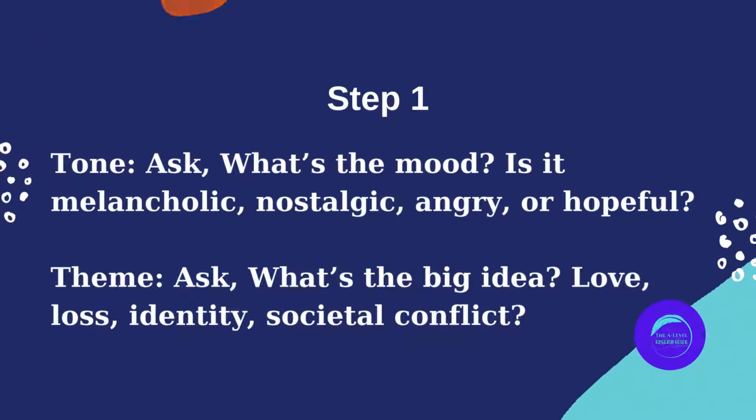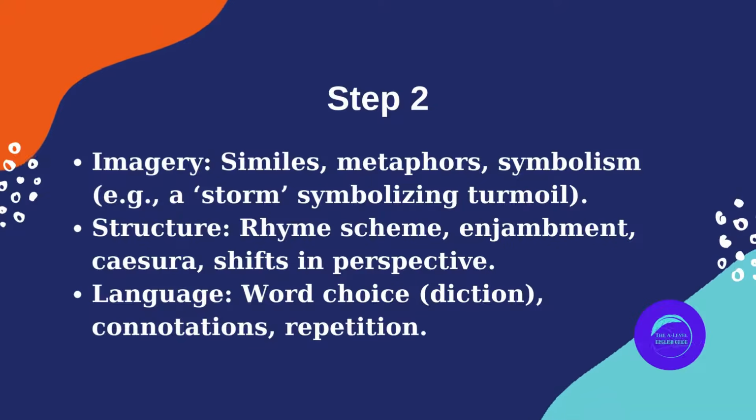Step 2. Hunt for key techniques. Focus on 3 pillars of A-level analysis: imagery, similes, metaphors, symbolism, e.g., a storm symbolising turmoil; structure, rhyme scheme, enjambment, caesura, shifts in perspective; language, word choice, diction, connotations, repetition.